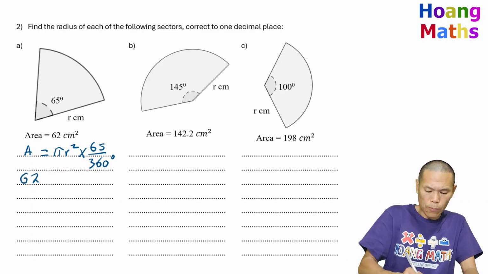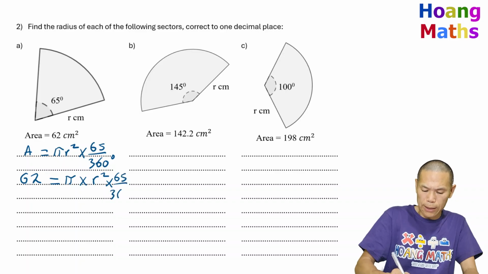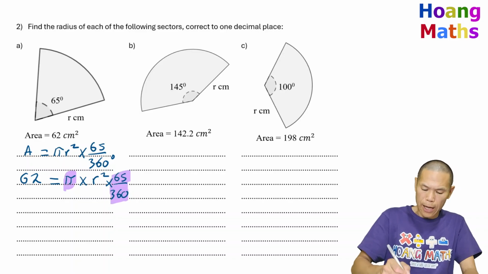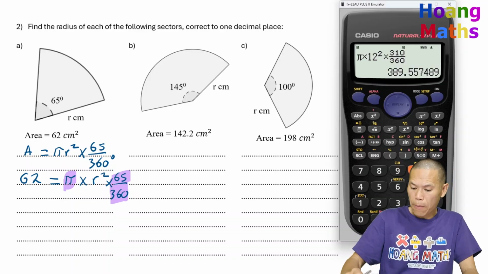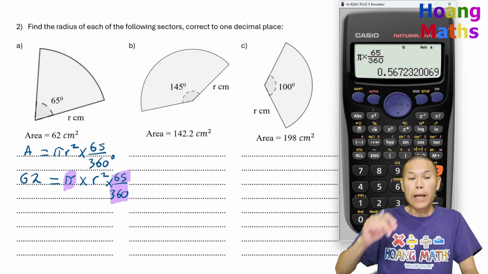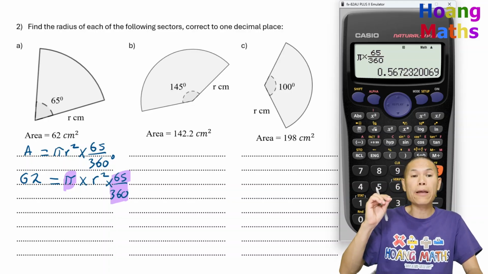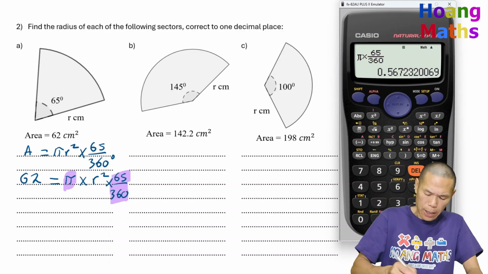So 62 is equal to pi, we times the radius squared, we times 65 out of 360. And then we just use the calculator, work this out first. So I just go shift pi times 65 over 360. Let me just write correct to 2 decimal places first, okay? So 0.57 for now.